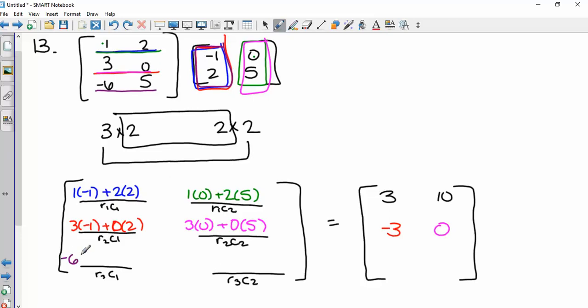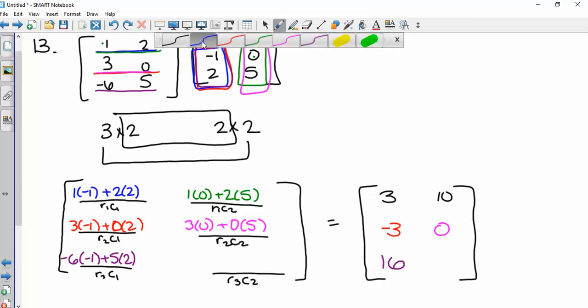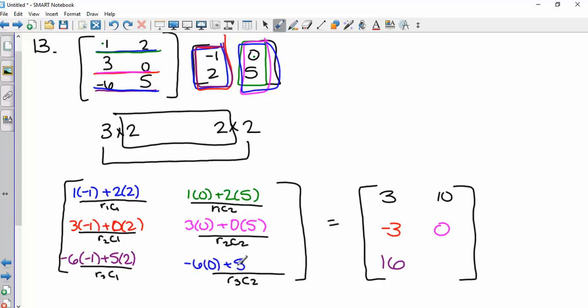Row 3, column 1. So negative 6 times negative 1 and 5 times 2. So that's 6 plus 10, which is 16. Last one, row 3, column 2. So negative 6 times 0 and 5 times 5. So 0 plus 25 is 20. Does that help? Do you guys need me to do 14 or do you understand?